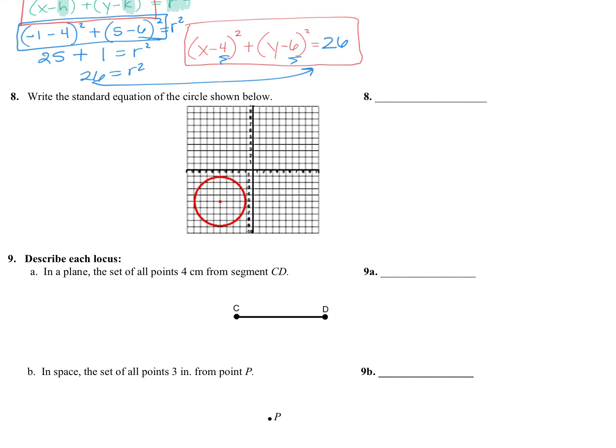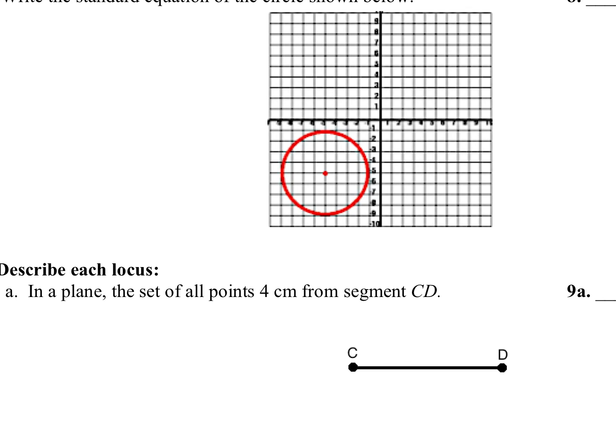All right, number 8. Write the standard equation of this circle. What do you need to write a standard equation? You need a center and a radius. What is the center of this circle? Is it 5? I can't even tell where that is. 1, 2, 3, 4, 5. Yeah, so -5, -5 is your center. What's your radius? 4. You can find that going any direction. 1, 2, 3, 4, right?